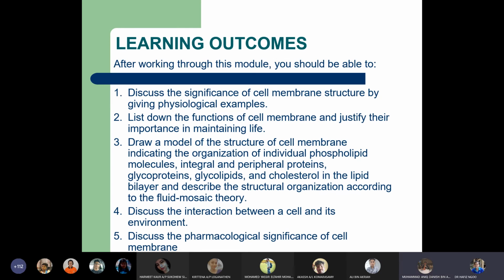Yes, clearly, doctor. The first important thing we look at is to discuss the significance of cell membrane structure by giving physiological examples. So we know that basically the cell is surrounded by the cell membrane, okay? And we know that the interior of the cell is very much different from its surrounding, which means the intracellular cytoplasm and the content inside the cell are very much different from the surrounding. That means the external environment, or in this case, for the human cell, the internal environment.